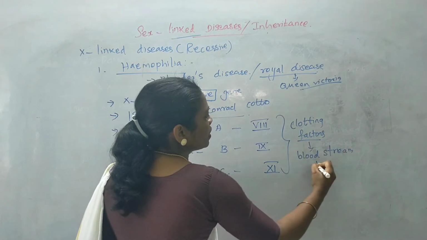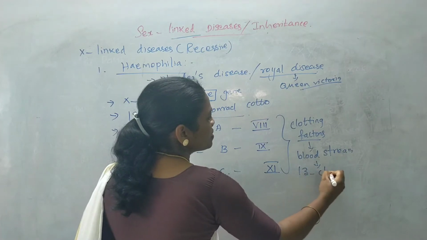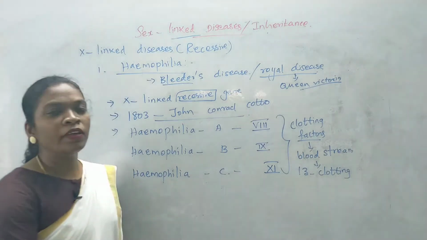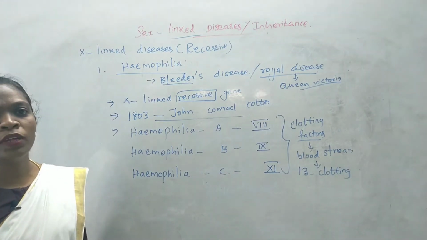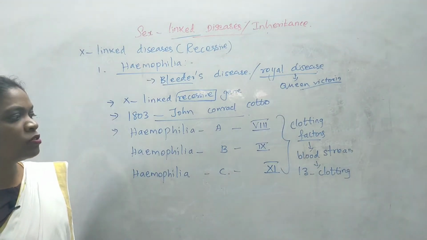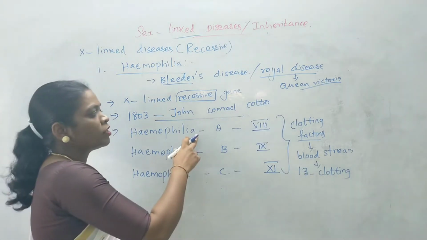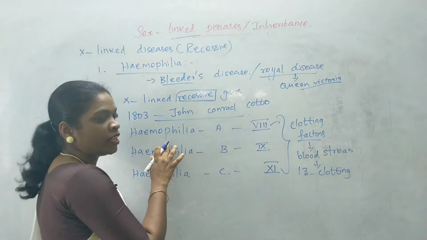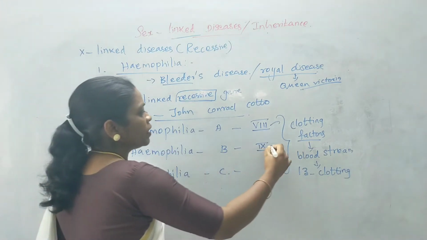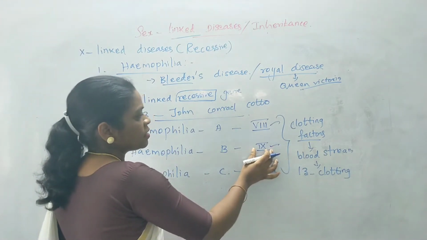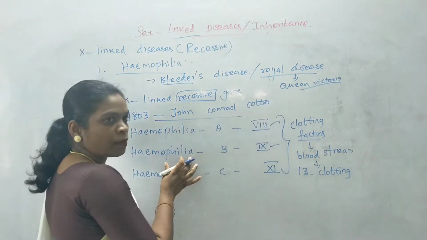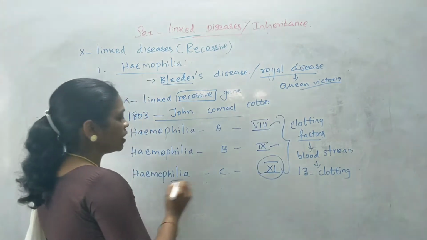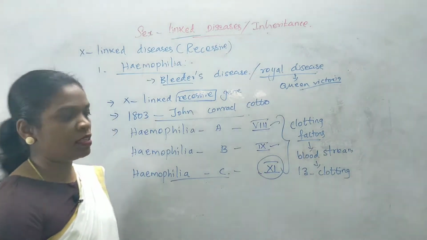There are nearly 13 clotting factors present inside the bloodstream that help the individual stop further bleeding during the case of injury. When the individual is deficient of this particular factor, that results in hemophilia A, and when this particular factor is less or deficient, it results in hemophilia B. If factor number 11 is deficient, that results in hemophilia C.